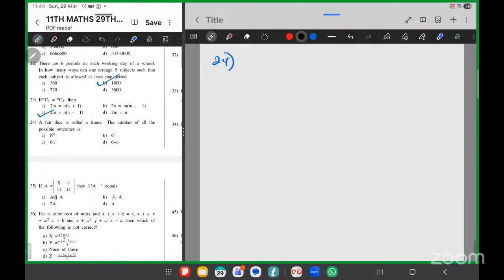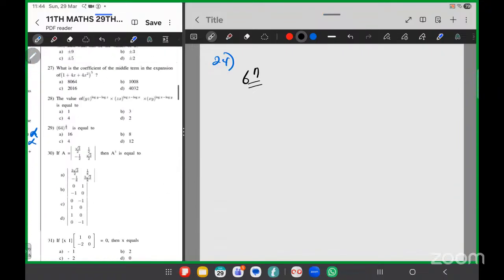Question 24. A fair die is rolled n times. The number of all the possible outcomes is 6 raised to n. Answer will be 6 raised to n. Option B.